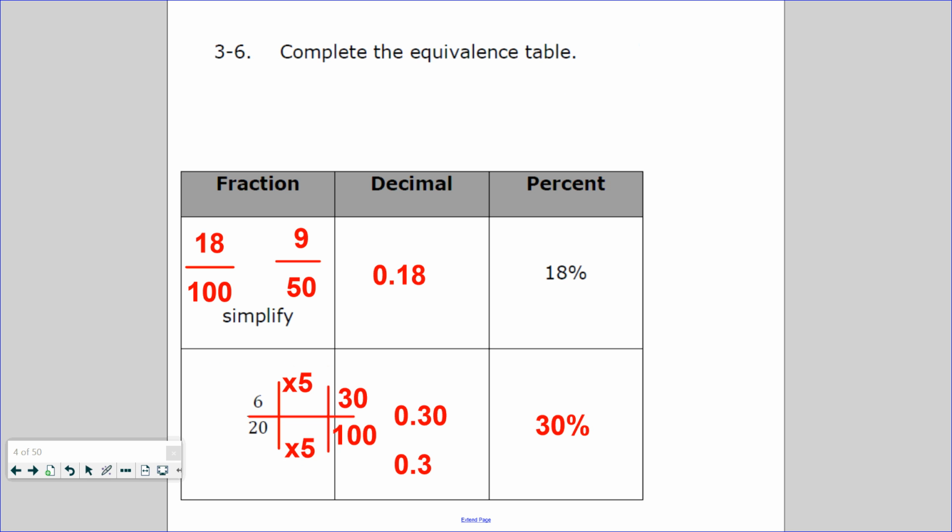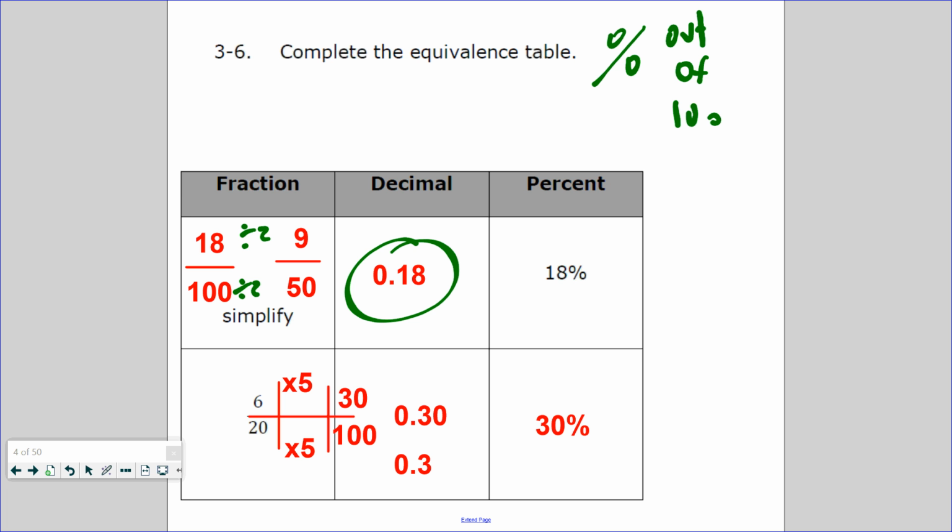Number 3, complete the equivalency table. What is a percent again? A percent means anything out of 100. So how do you write 18% as a fraction? 18 out of 100. Can you simplify this? Divide by 2, divide by 2, 9/50. So 18% is written as a decimal as this. So 6/20. Can you write this as a percent?